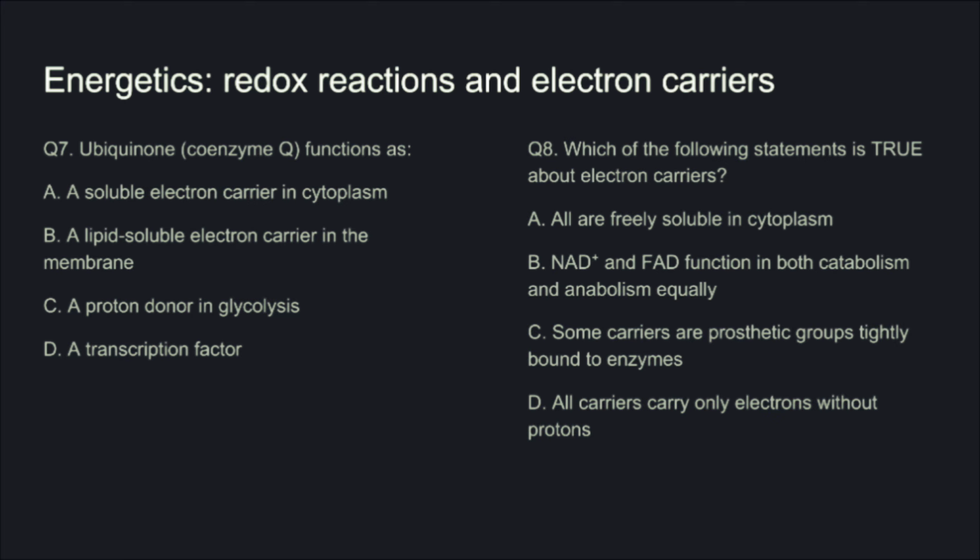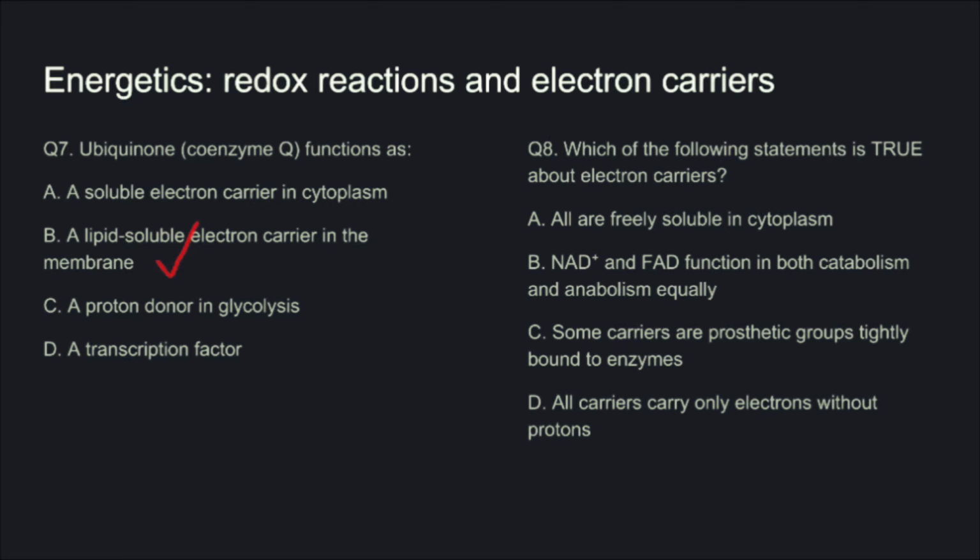Question number 7. Ubiquinone coenzyme Q functions as. Options are A, a soluble electron carrier in cytoplasm, B, a lipid soluble electron carrier in membrane, C, a proton donor in glycolysis, D, a transcription factor. So correct answer for this question is B, a lipid soluble electron carrier in membrane.